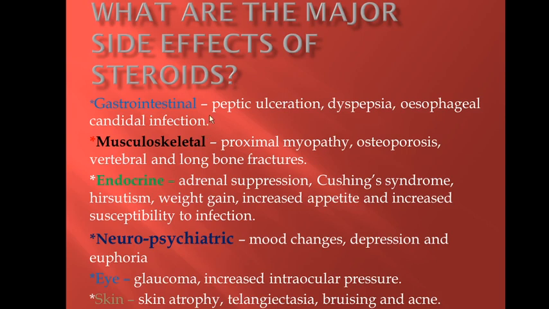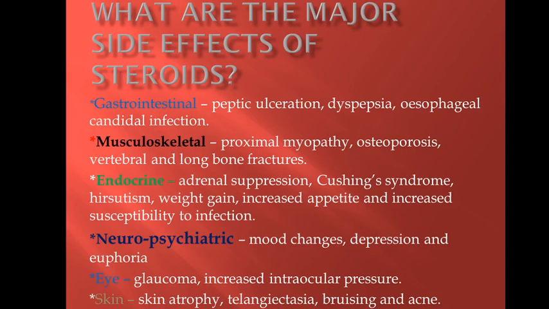The next system is the musculoskeletal system. The side effects of steroids on this system are proximal myopathy, osteoporosis, and vertebral and long bone fractures. What is proximal myopathy? It is a symmetrical weakness of proximal upper or lower limbs.